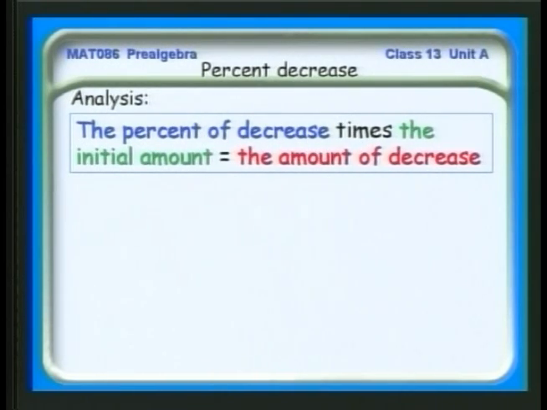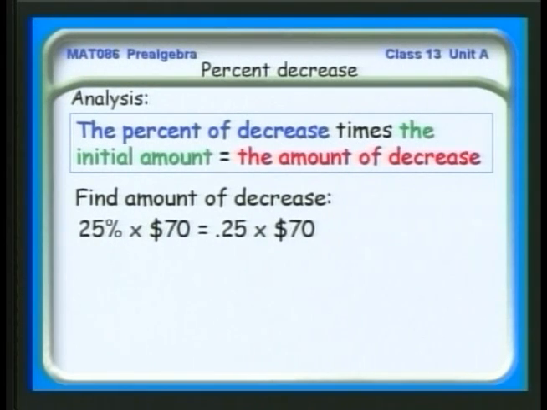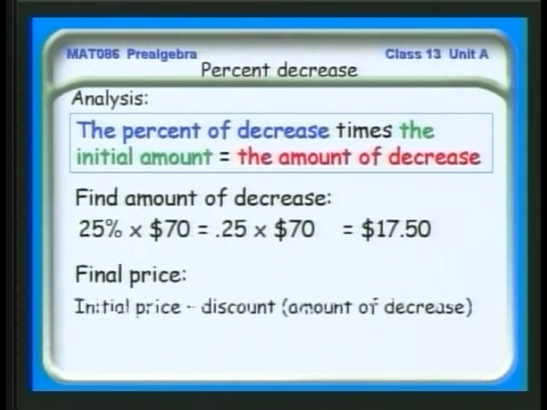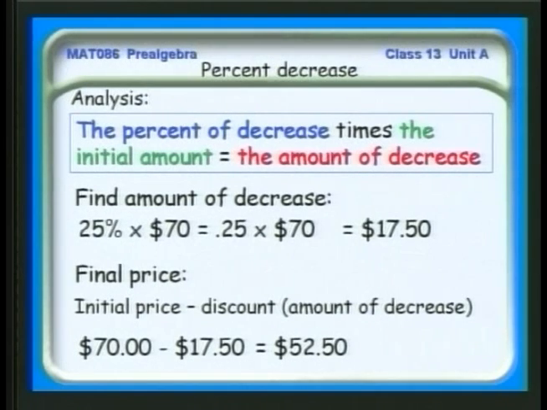The percent of decrease times the initial amount is equal to the amount of the decrease. We'll find that now by plugging in the numbers. 25% of 70 is 0.25 times 70. That gives me $17.50 when I work that out. That's not the final price, that's the decrease. To get the final price, I take the initial price minus that $17.50, and I find that the final price for my camera is $52.50.